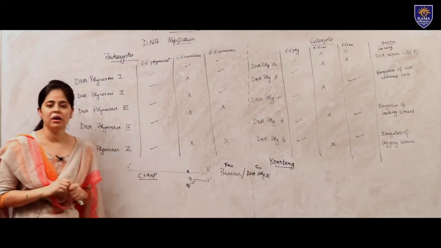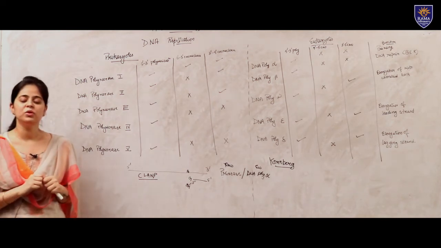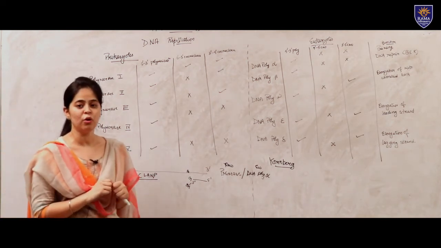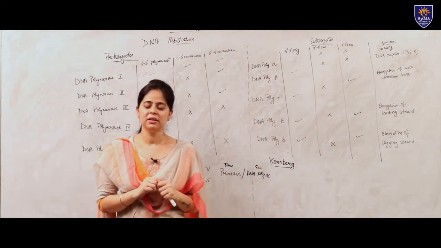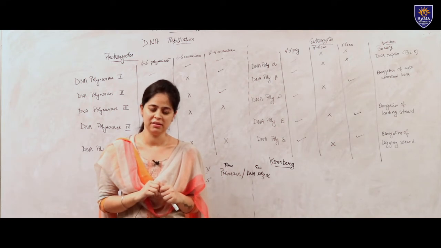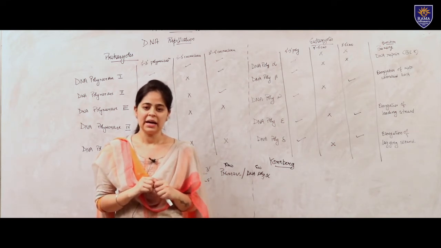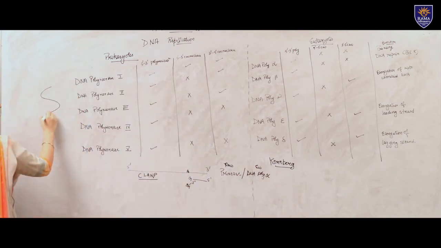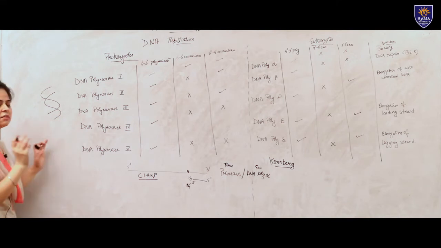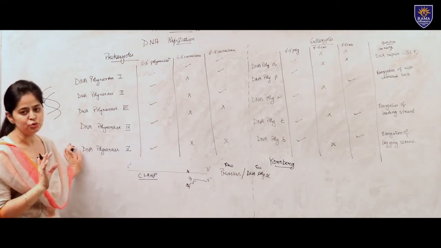Other enzymes are helicases. Helicases are the enzymes which break the hydrogen bonds between the two strands of the DNA. This is also known as the unzipping enzyme. It unzips the double helical structure of the DNA and makes the single strand available for replication to happen.